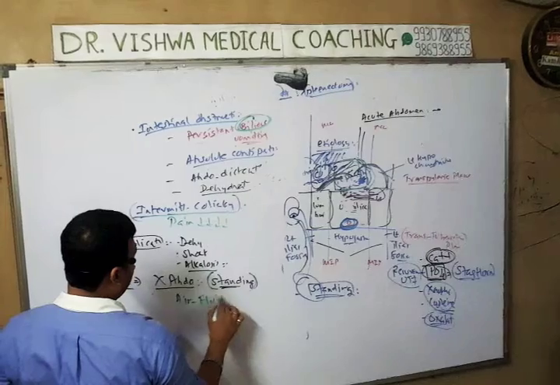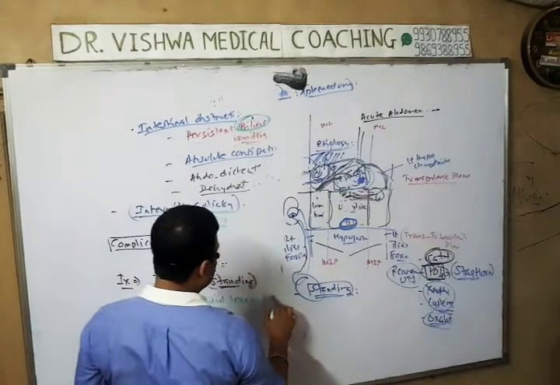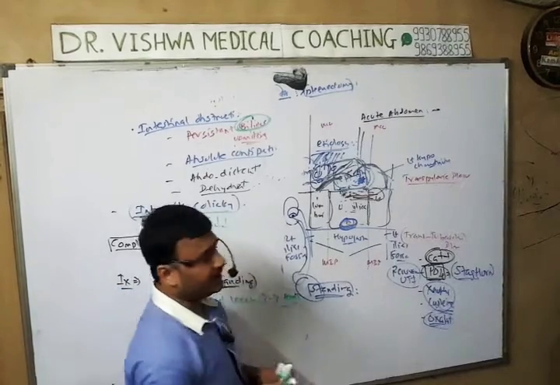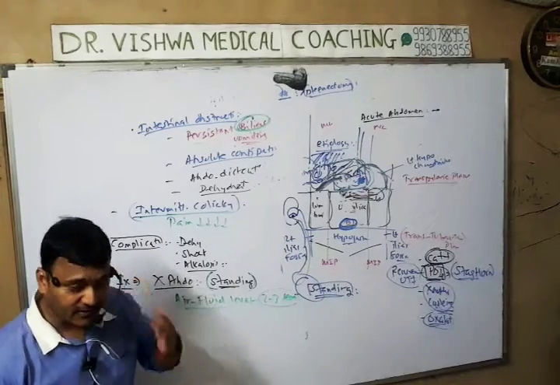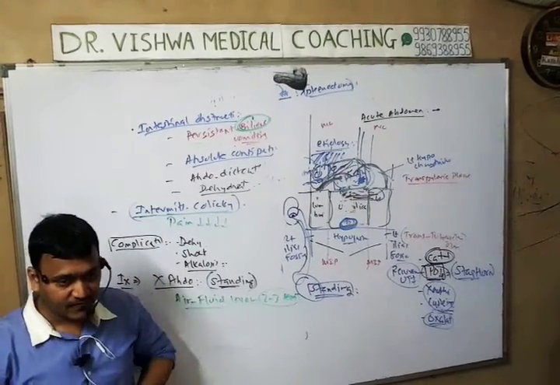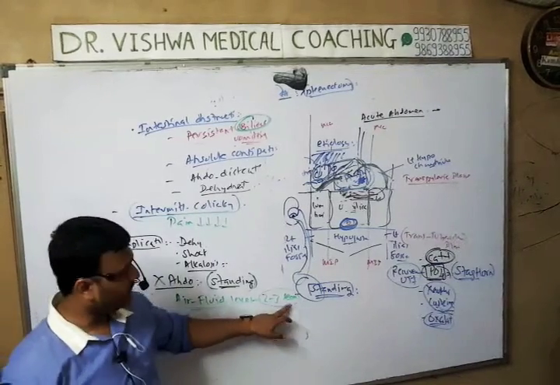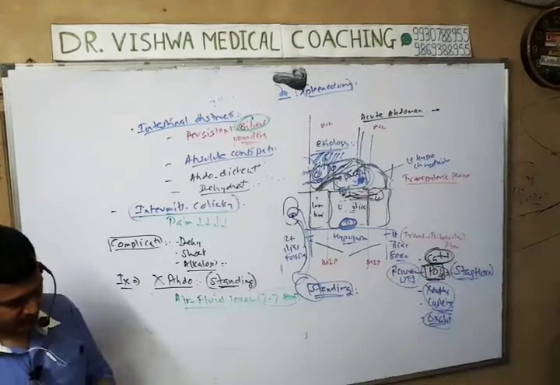Do we see any air fluid level normally? No. There are about 2 to 3 levels seen, depending upon the dietary intake. If you have just taken water or food, you will see an air fluid level in the stomach. Second air fluid level is also seen in the small intestine. So 2 to 3 air fluid levels normally are seen. More than 3 is significant.